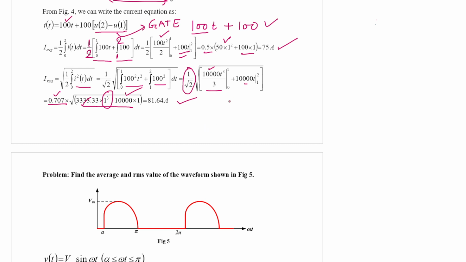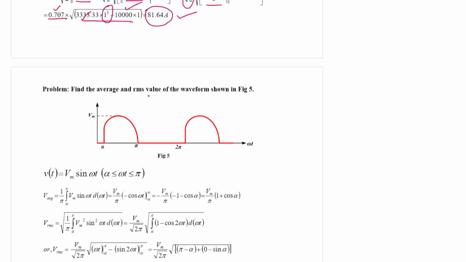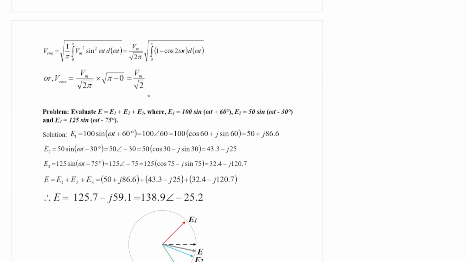So for the same wave, the average value comes out to be 75 ampere and the RMS value comes out to be 80.64 ampere. Now let us move to the next problem, which is this.